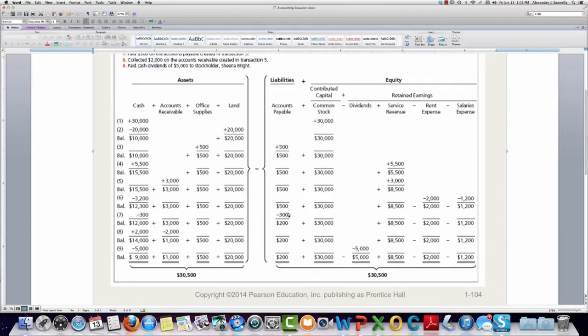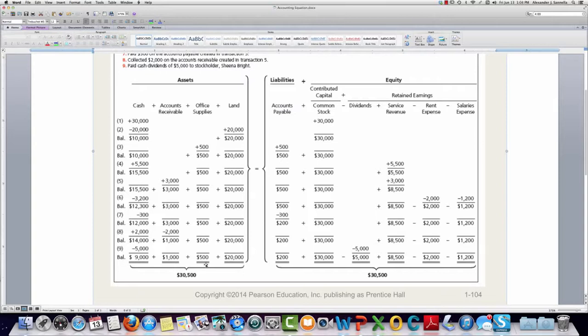So the amount paid for office supplies is going to be $300. Again, rent expense is $2,000, all in cash. Salary expense is $1,200, that was all in cash. But the accounts payable related to the office supplies, you've got office supplies of $500, but you paid $300. Now, you may not have used any of these, and in fact, you did not use any.